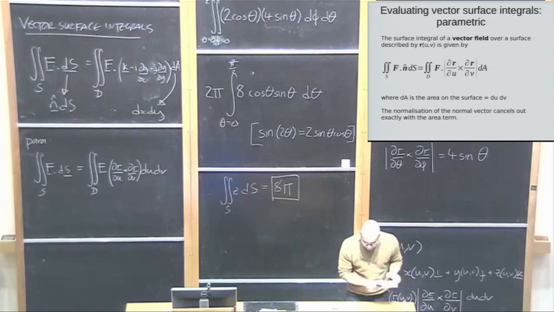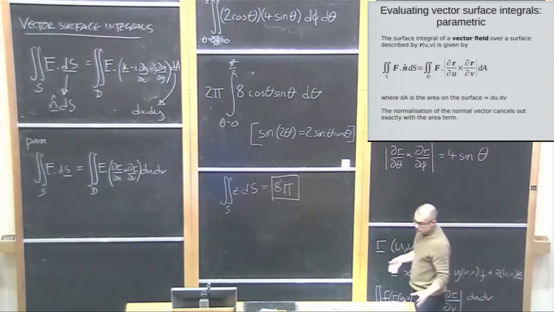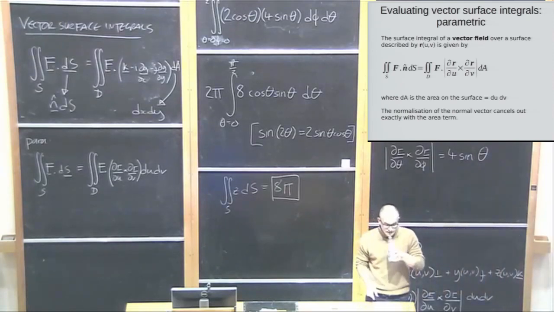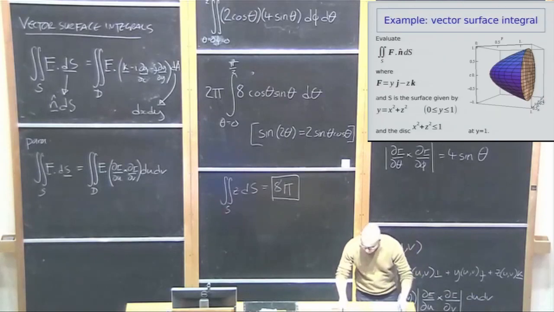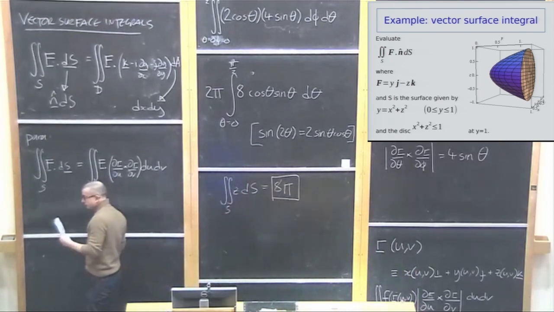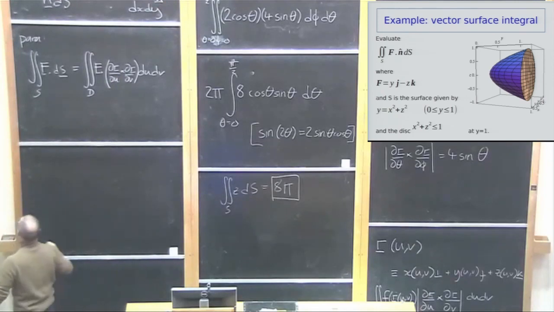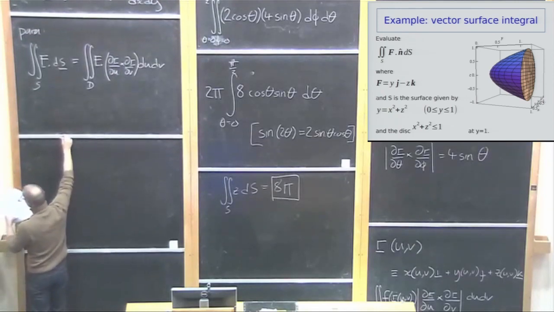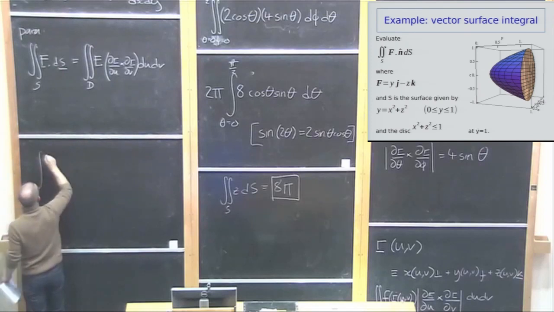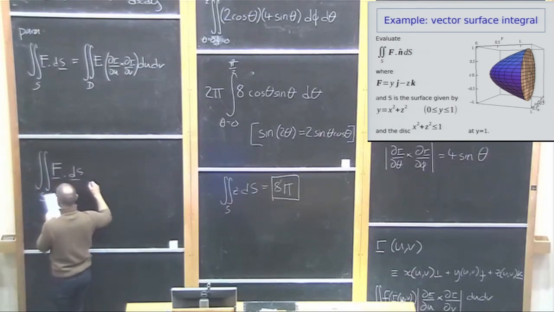Okay, so let's do an example of a vector surface integral which is approaching the kind of level which you might get asked in an exam. So here we go. Here's a vector surface integral. You're being asked to evaluate, and you're fortunate because you've already got the sketch on there, but we'll sketch it out badly anyway. So the question says evaluate the vector surface integral F dot dS.